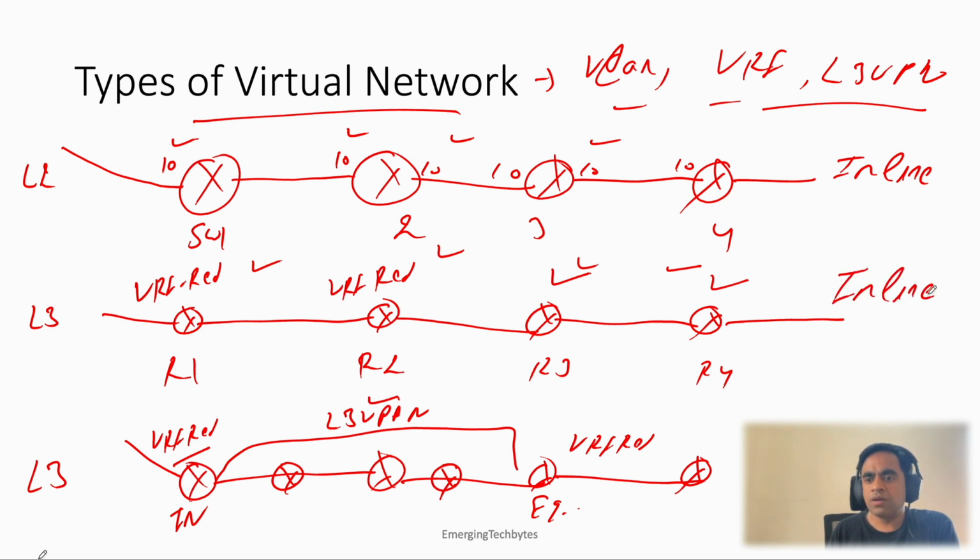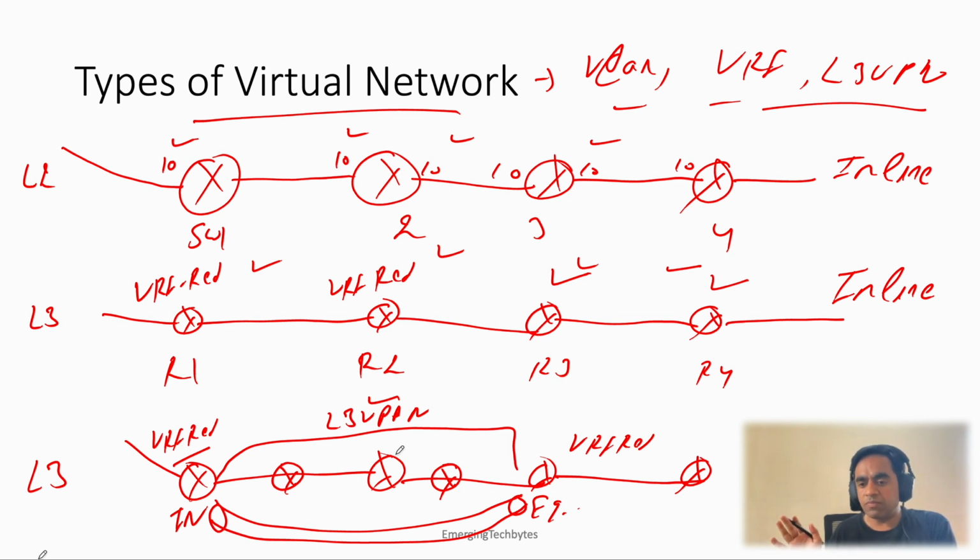Same goes for VRF Lite, where I need to create it on each and every node. That's why it is called an inline virtual network. But this way, I can simply create a tunnel. It's a type of overlay tunnel, right? Where these middle boxes don't even know what exactly is going on, what is being forwarded through them. So we are overlaying a tunnel, and that's why these are called overlay networks.